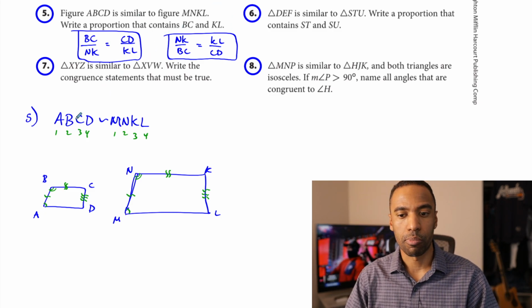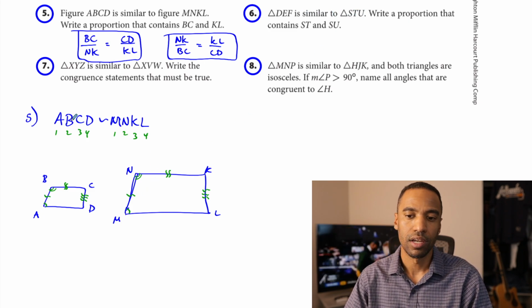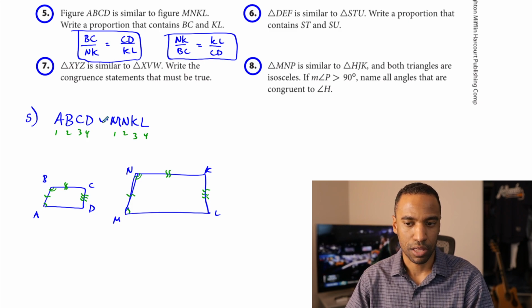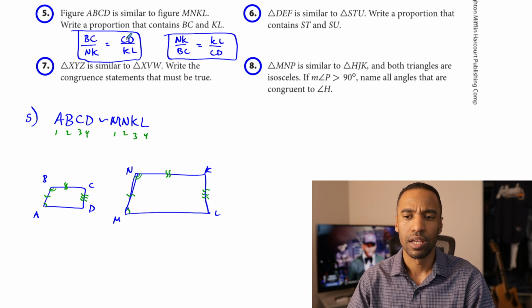And what I wanted to point to here is using the numbers, because this time I'm going to do the same thing here, only I'm not going to draw it. So this time, based on the numbers, BC are the second and third letters, NK are the second and third letters, so they correspond: 2, 3, 2, 3.